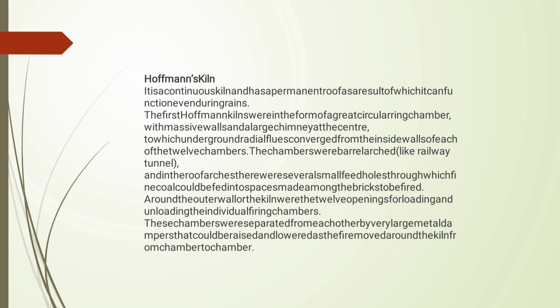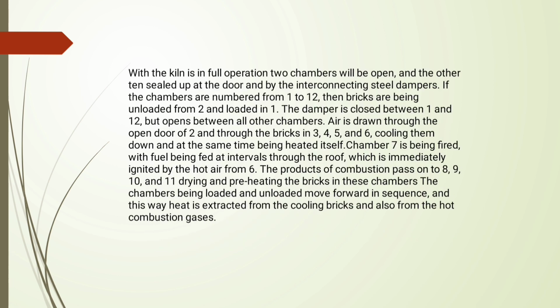When the kiln is in full operation, two chambers will be open and the other 10 sealed off by doors and by the interconnecting steel dampers. If the chambers are numbered from 1 to 12, then bricks are being unloaded from 2 and loaded in 1. The chamber is closed between 1 and 12, but open between all other chambers.